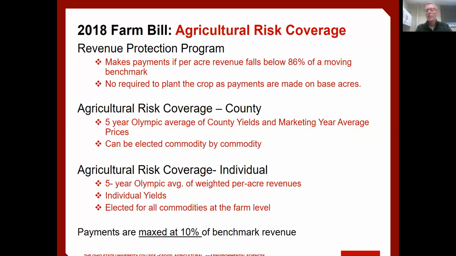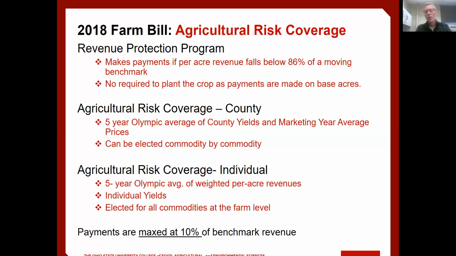And then there's the ARC Individual option, which is basically the same thing, only on an individual level. It's a 5-year Olympic average, weighted for all the commodities that you plant on your farm. Now, this option is based on your farm specifically, not the county. It's made on 65% of the base acres, as we talked about earlier, instead of 85% of the base acres. It's based on individual yields, and it has to be elected for all the commodities on the farm. So you cannot elect ARC Individual for corn and choose PLC for soybeans. You have to choose ARC Individual for all the commodities on your farm.